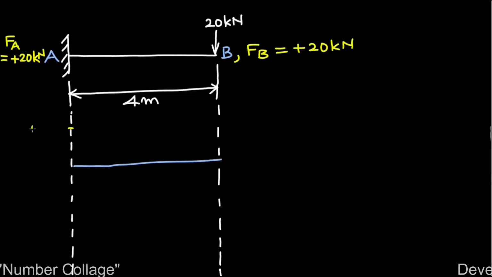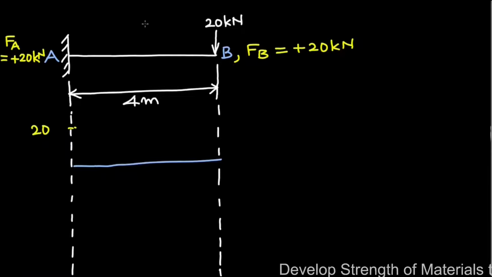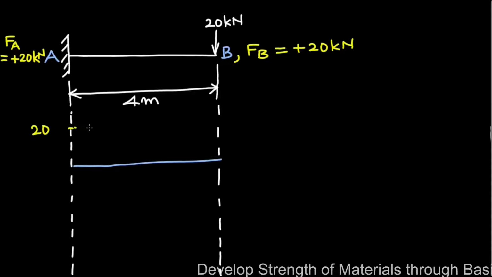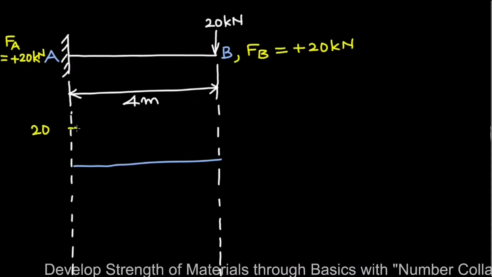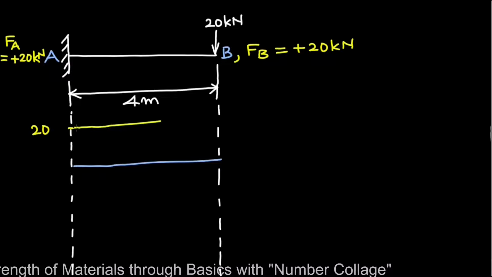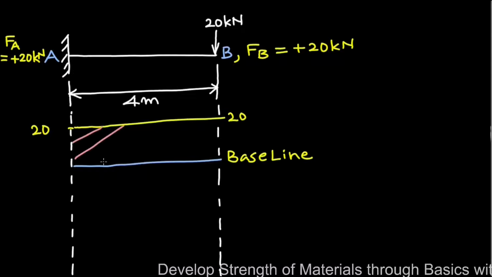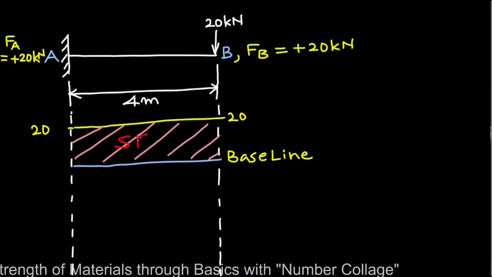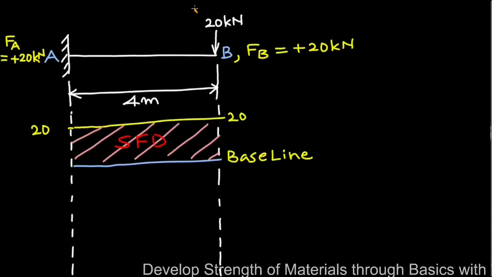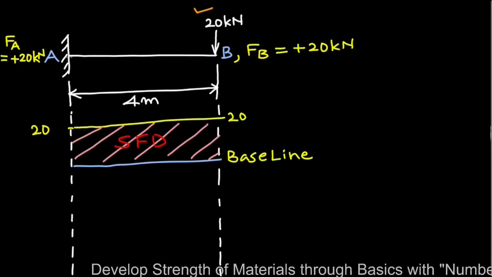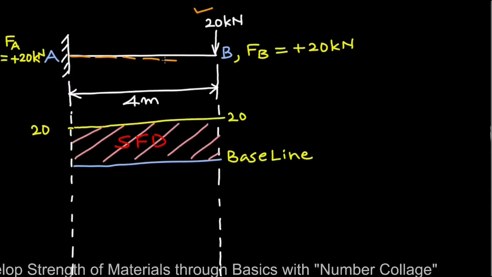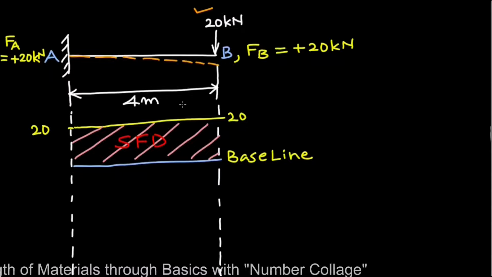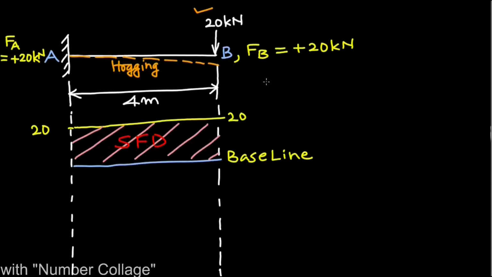Baseline, Fa 20 kilonewton. There is no load between A and B, so the shear force curve will be horizontal and parallel to the baseline. So this will be the shear force diagram. Due to 20 kilonewton force, the cantilever will bend or tends to bend like this. This is hogging bending moment.